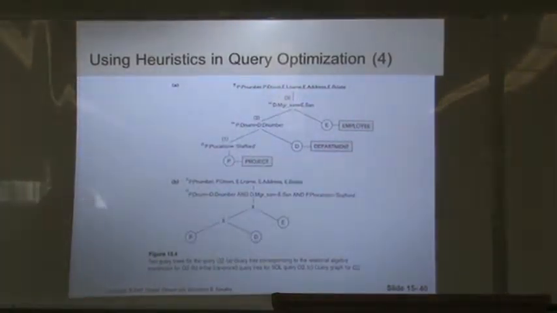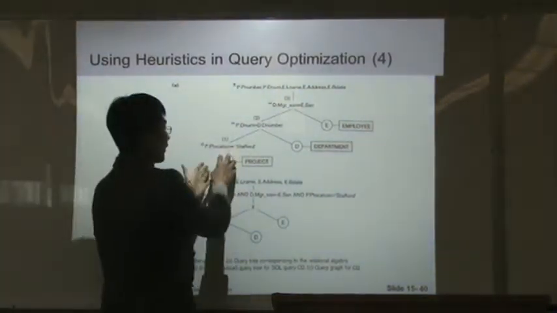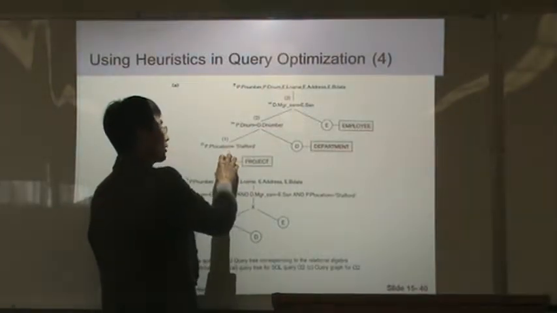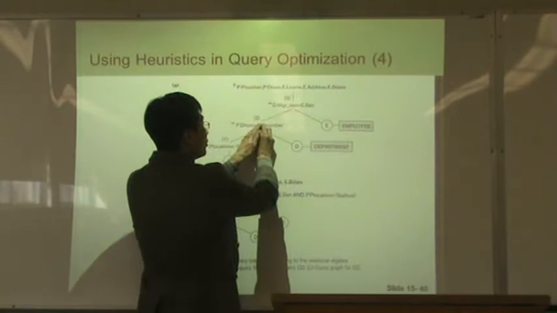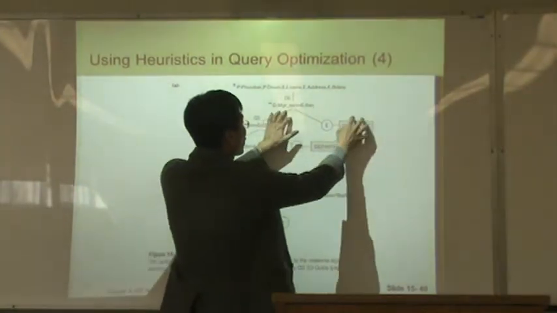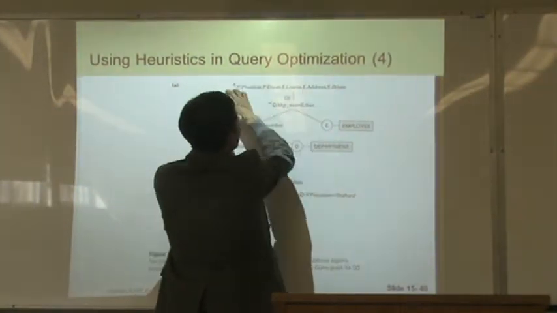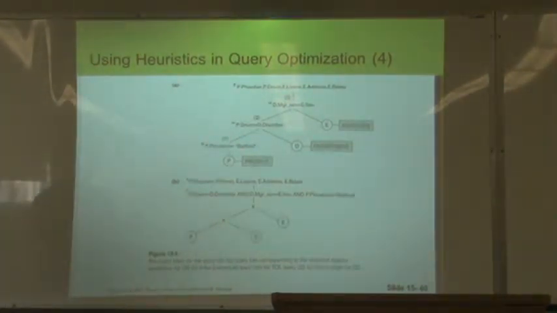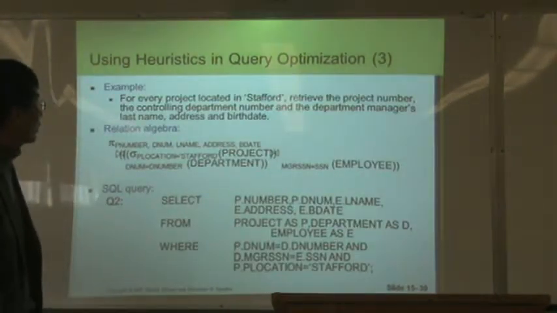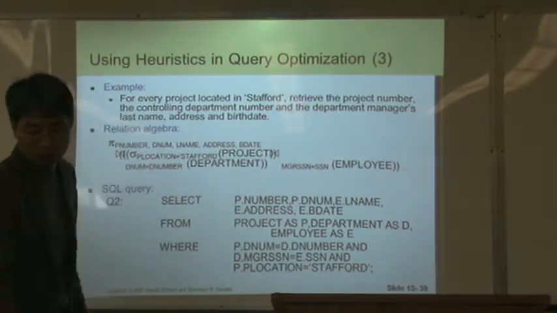Is this the only way to access? So you can start from project. Project, select the step 4. Okay, that's satisfied with this one. Then join with the department with the join condition, and join with the employee and join condition. Then finally you can project. Then you will get the output that you expect from this SQL.